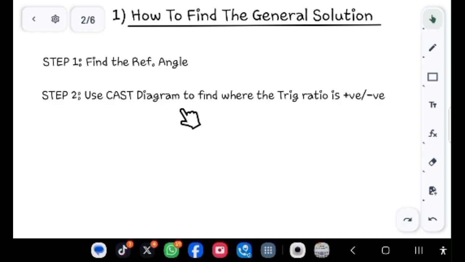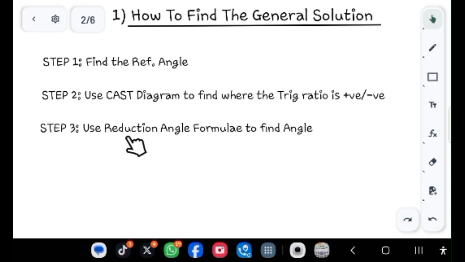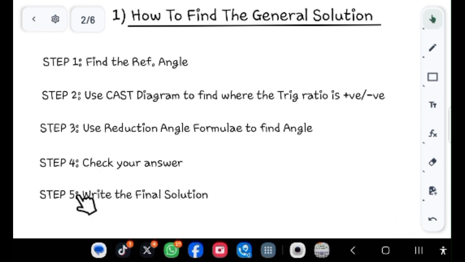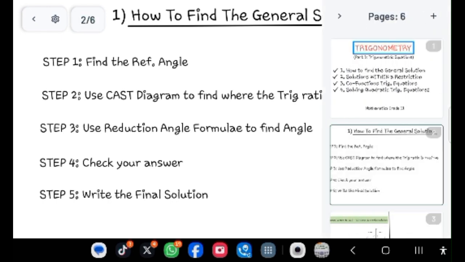Number 2, you use the CAST diagram to find where the trigonometric ratio is either positive or negative, depending on the question you start off with. Number 3, we're going to use the reduction angle formulae to find the angle. Number 4, you check your answer. And lastly, number 5, you write the final solution. I'm going to demonstrate each and every one of these steps in a moment.